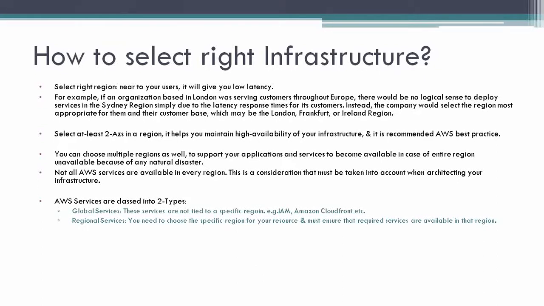AWS services are classed into two types: global services and regional services. Global services are not tied to a specific region, like IAM, Amazon CloudFront, etc. For regional services, you need to choose the specific region for your resources and must ensure that the required services are available in that region. So some AWS services are global, and for those you do not need to choose any region. But some are regional services, and for those services you have to choose a specific region.